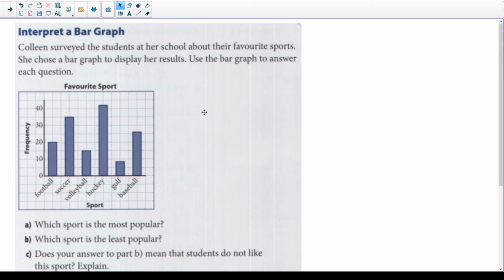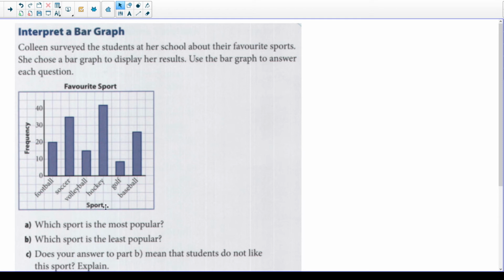So this is out of your textbook, and it says, Colleen surveyed the students at her school about their favorite sports. She chose a bar graph to display her results. Use the bar graph to answer each question. So whenever you look at a graph, it's always a good idea to look at what is the title of the graph, so it's favorite sport, and what are the labels along each axis.